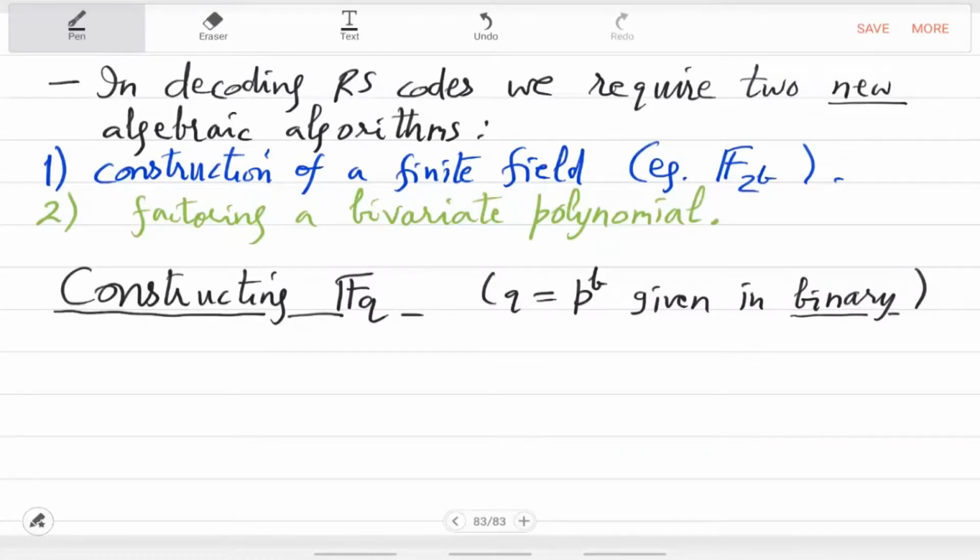You could do it by brute force, but then the time you will spend is q. And since the input is given in binary, q is exponentially large. When b crosses 50, then this number is actually more than 2 raised to 50, and very quickly it becomes infeasible to actually go over all degree b polynomials with coefficients 0 to p minus 1. Right, that is truly an exponential space as b grows.